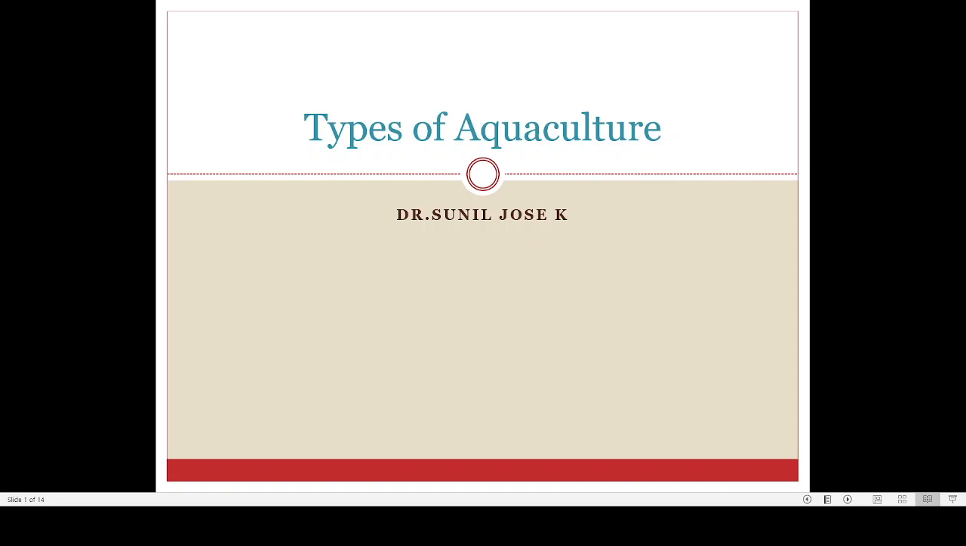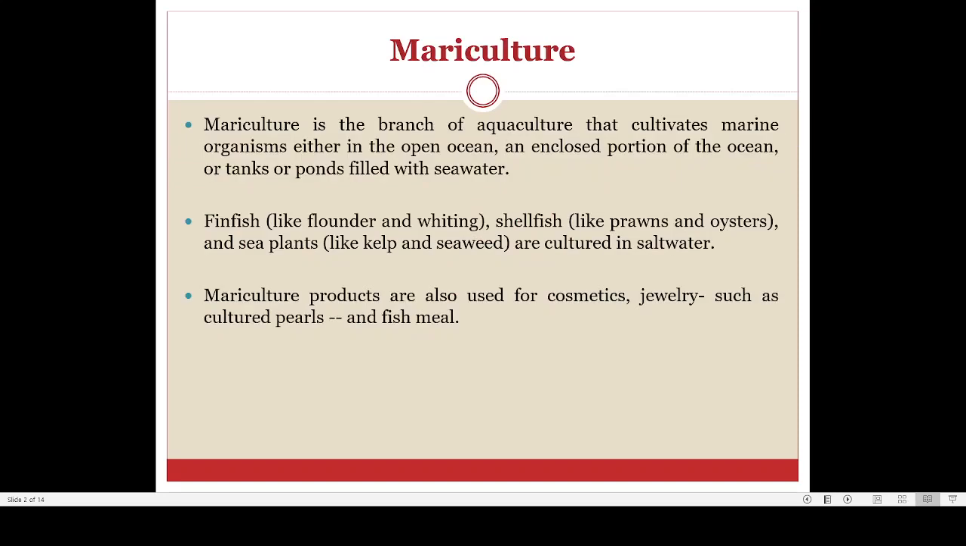So here we have to discuss the different types or methods of aquaculture which are being conducted by people in various parts of India or in other parts of the world. So this is one type of aquaculture, that is mariculture. Mari comes from the word marine. Marine means sea. So mariculture means marine fish culture. That is basically what mariculture is.